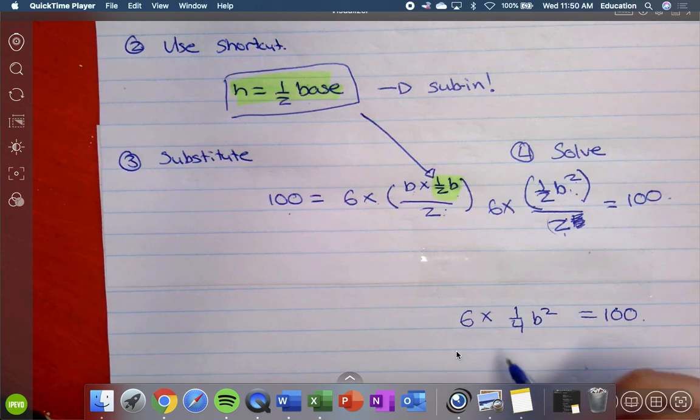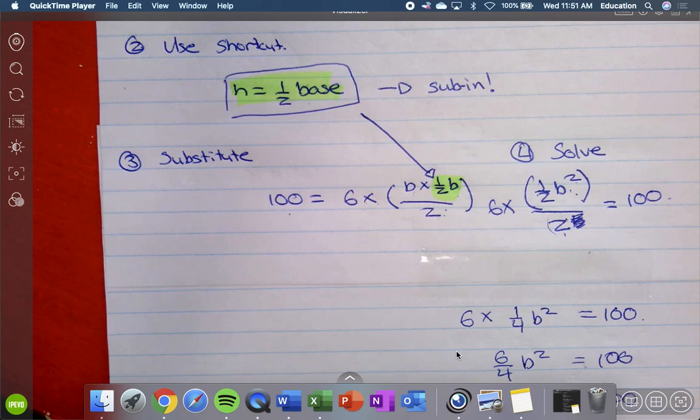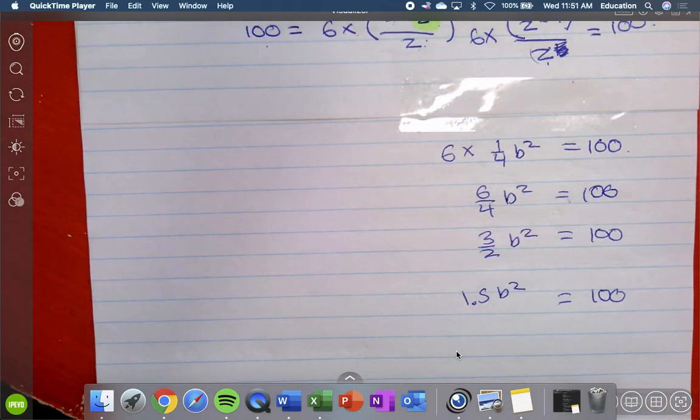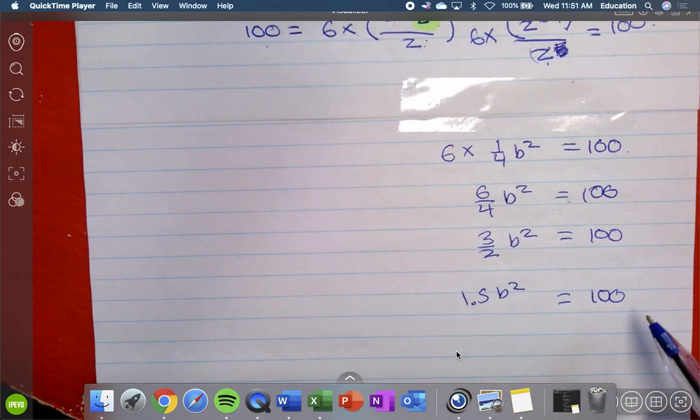So 6 times a quarter is 6/4 b squared, which is equal to 100. 6/4 is really 3/2 b squared. 3/2 is 1.5 b squared. I'm just simplifying, doing as much as I can without my calculator. And after this, it looks simple, right? This is something we can solve.